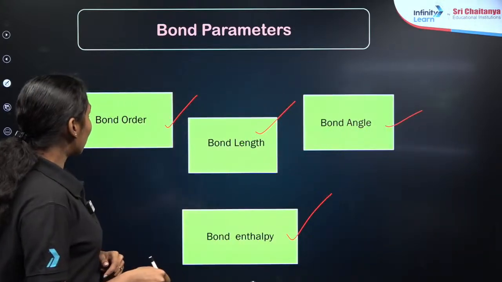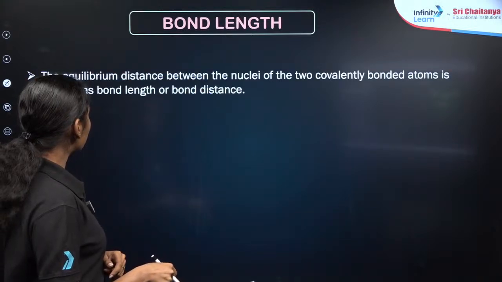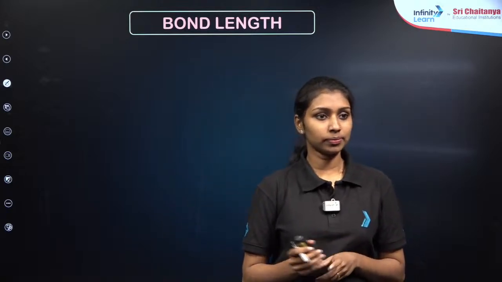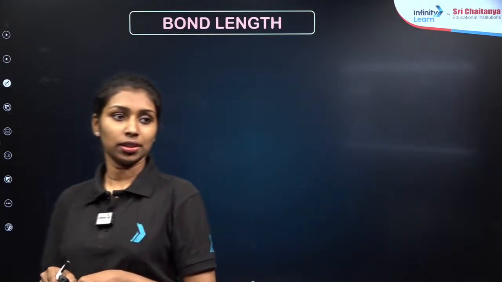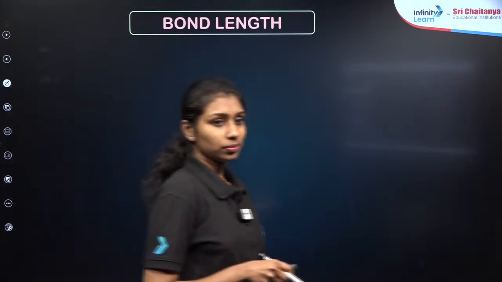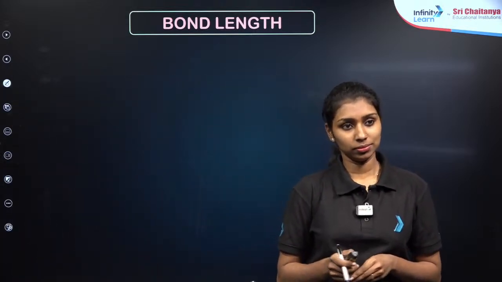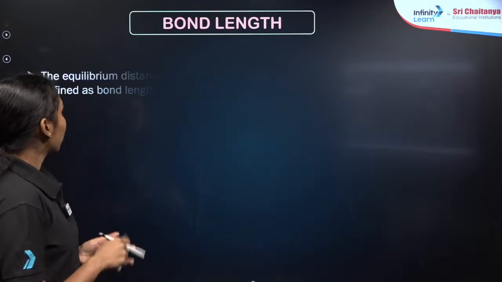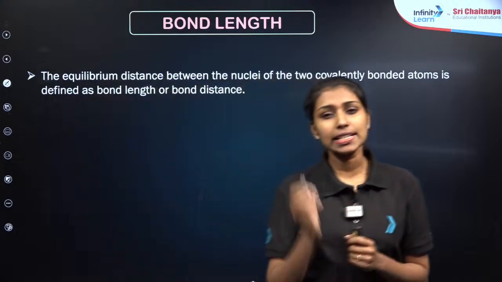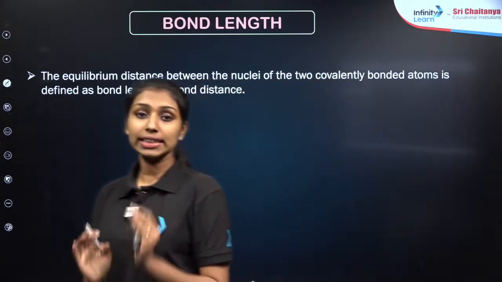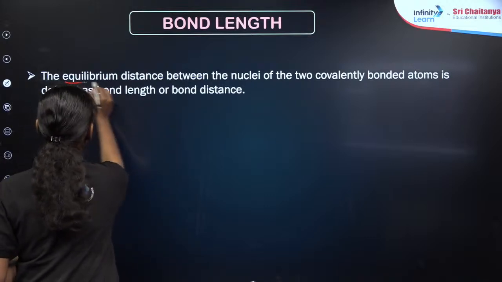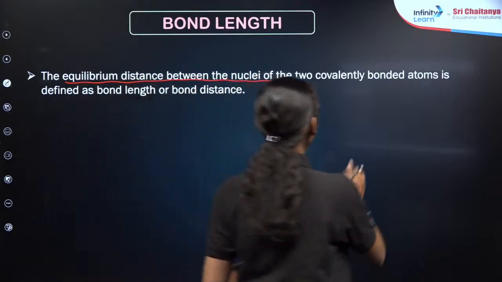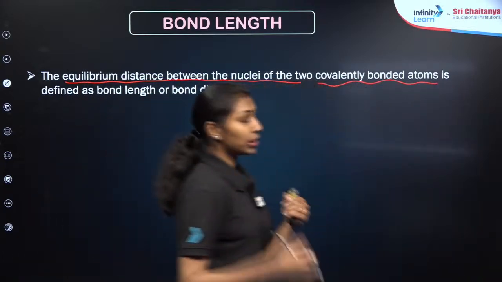The first one is the bond length. What do you mean by bond length? Length is defined as the distance, right? Distance or any measurement. So we can say that bond length is defined as the equilibrium distance between the nuclei of two covalently bonded atoms, right? As we have already mentioned about the covalent bond.